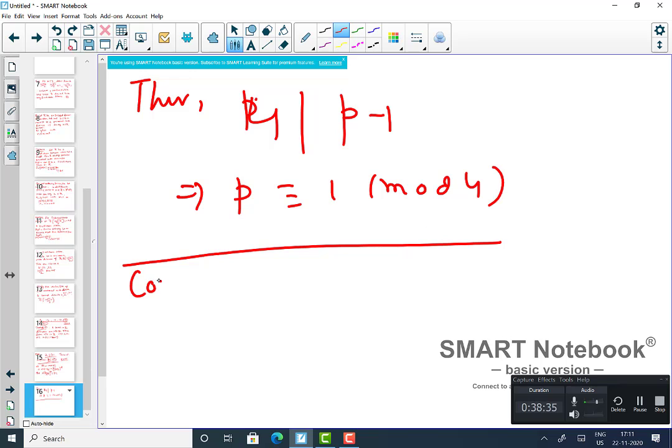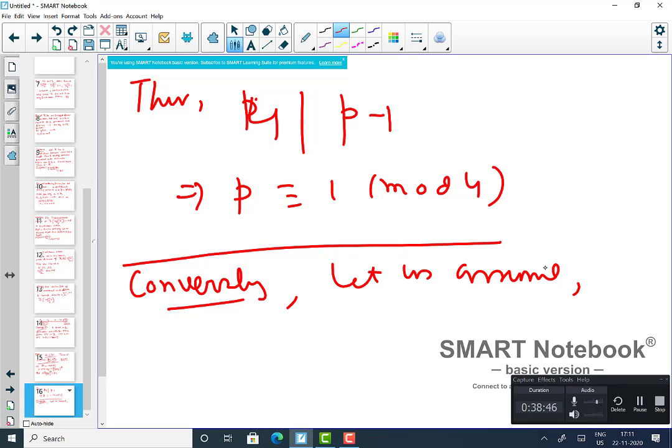Now conversely, let us assume that I have a prime p congruent to 1 mod 4. And I have to prove that p divides an integer of the form n square plus 1. Whatever prime you choose, if it is congruent to 1 mod 4, it must divide an element of the form n square plus 1.